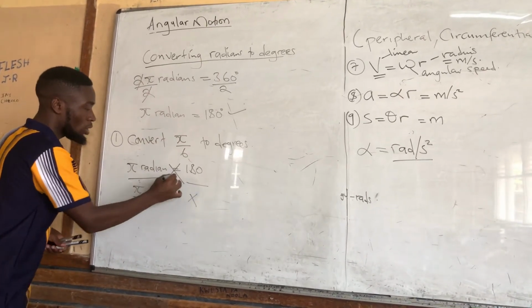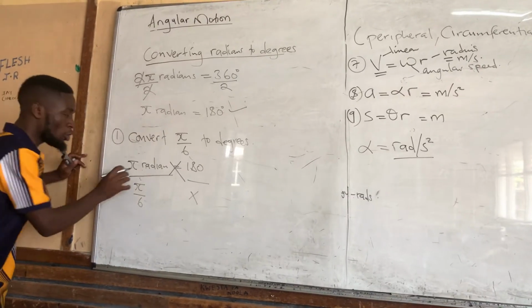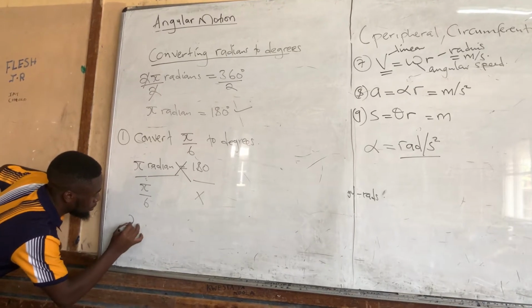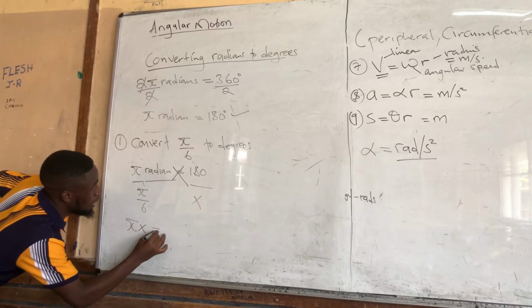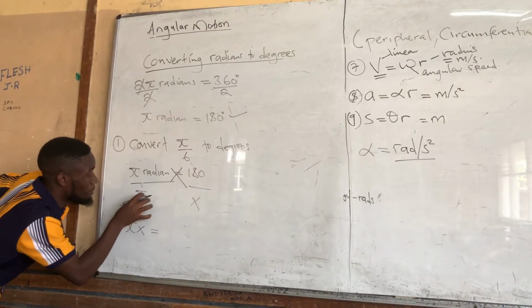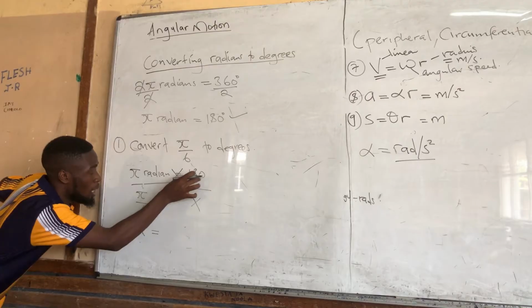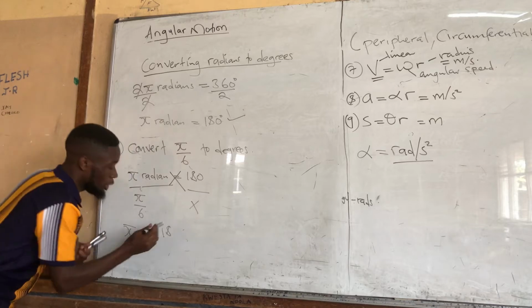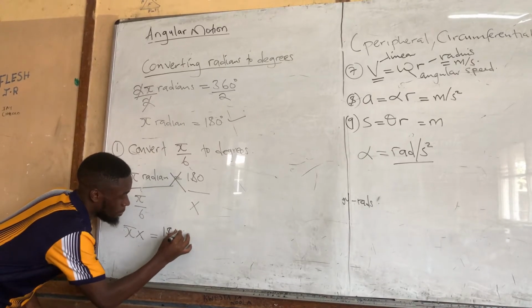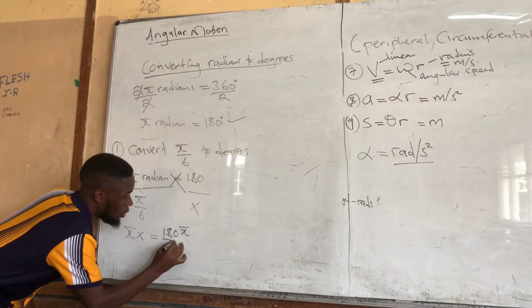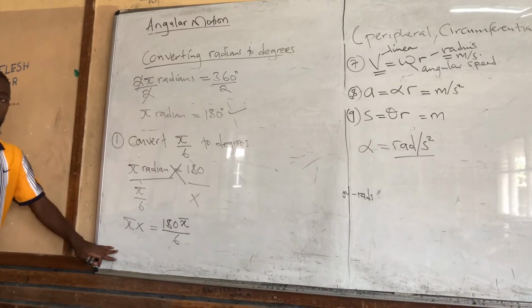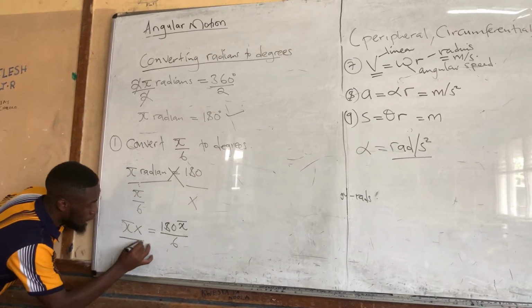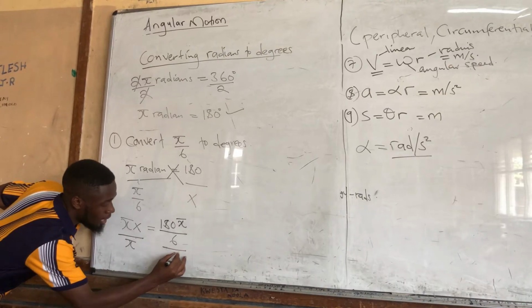So we can cross multiply, so it will be pi x is equal to 180 multiplied by pi over 6, which is 180 pi over 6. But our main goal is to remain with x here, so we can divide both sides by pi.